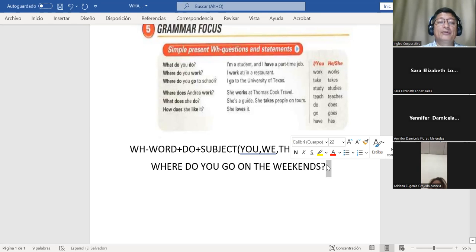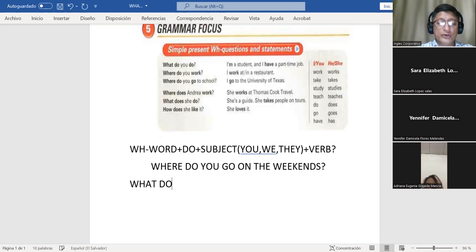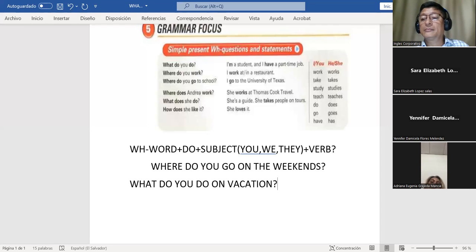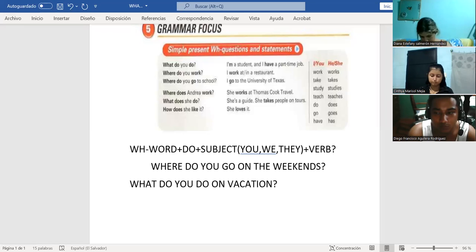Can you write another example? Yes. What do you do on vacation? You see, WH word, do, subject, and verb. Questions? Questions, my dear students? Understand?